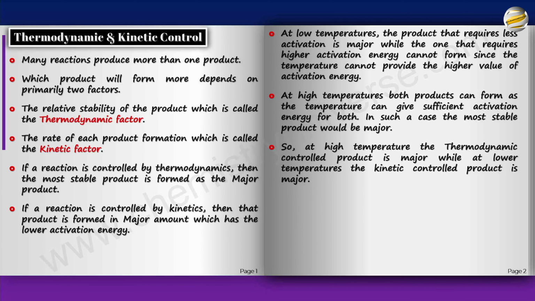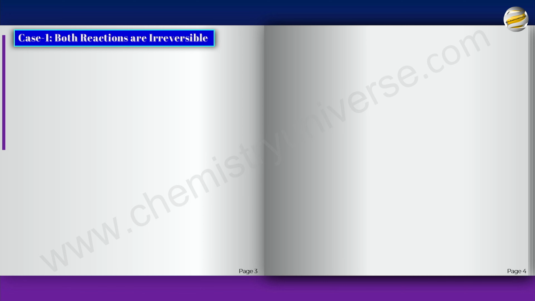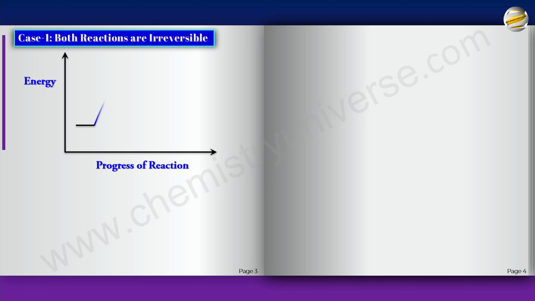Now, the next thing that we're going to look at is various scenarios, various cases where both reactions are irreversible. So both are irreversible. So let's look at the reaction profile. This energy, remember, is a free energy, and it's going like this, and one reactant and one product is formed.